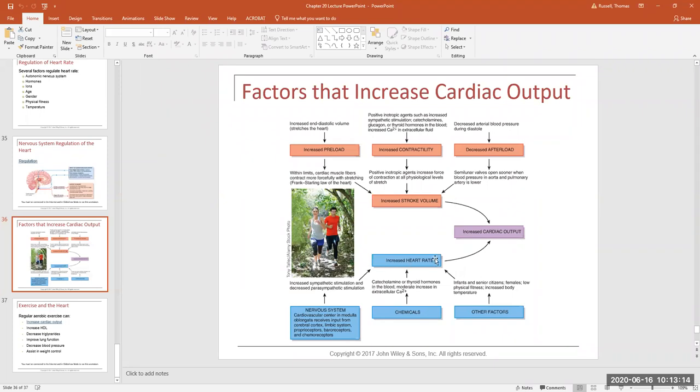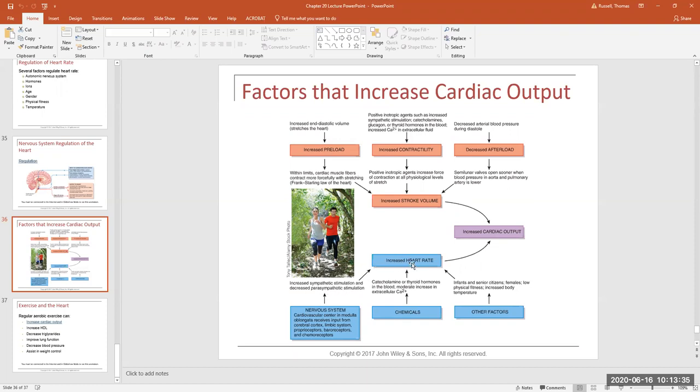Now down here for heart rate. Heart rate is primarily affected by adrenaline and noradrenaline, epinephrine, norepinephrine, or the catecholamines from the adrenal medulla and the autonomic nervous system. So if you're lying down on the couch, we would want parasympathetic output.